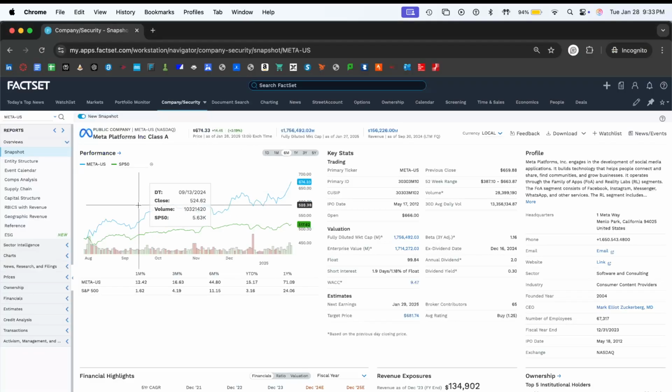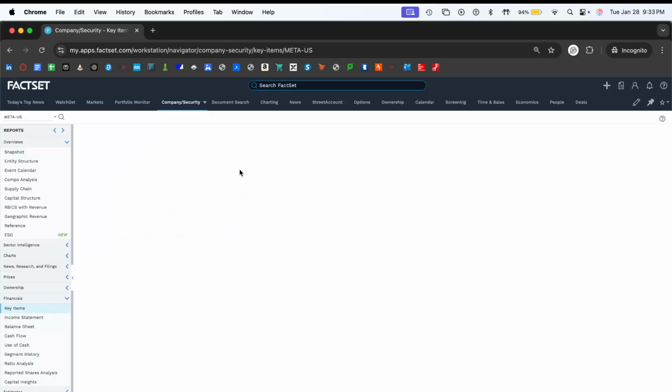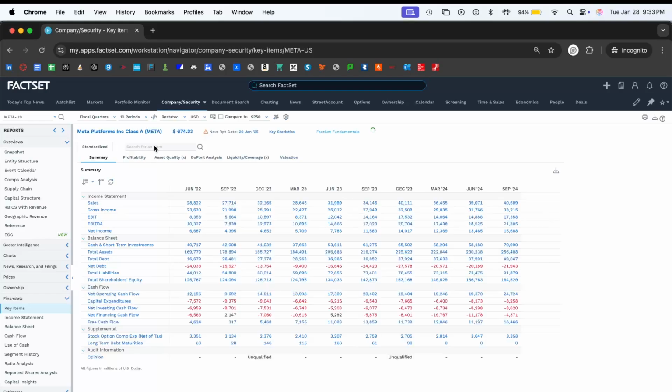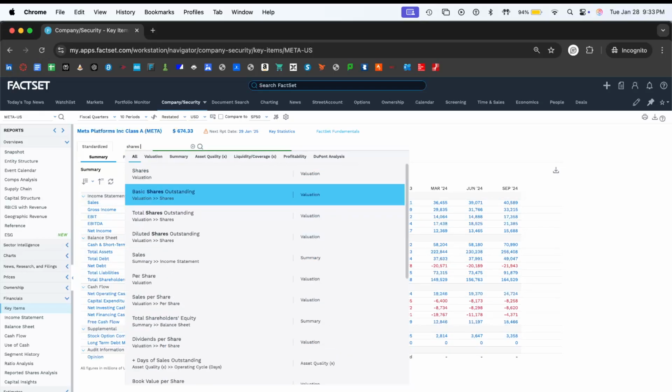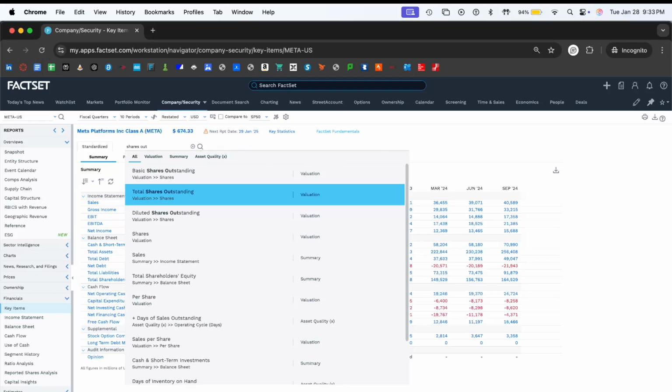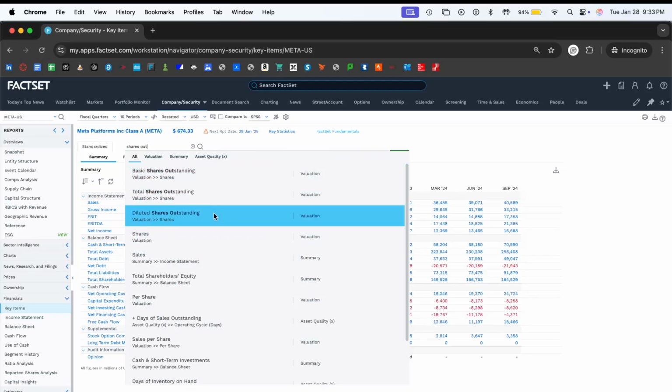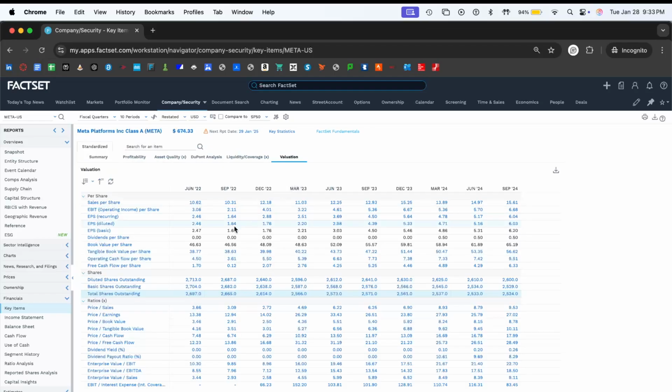Number of shares outstanding. Normally, I just go to financials. Key items normally has most of the stuff you're looking for. And if it doesn't, you can always just search for something in here. So for example, in this case, I don't see shares outstanding, but if I go to shares outstanding, it has all the options here. I'm just going to look at total, but I'm probably going to use diluted here, but there probably should not be much difference. So I am going to use diluted shares outstanding for this.